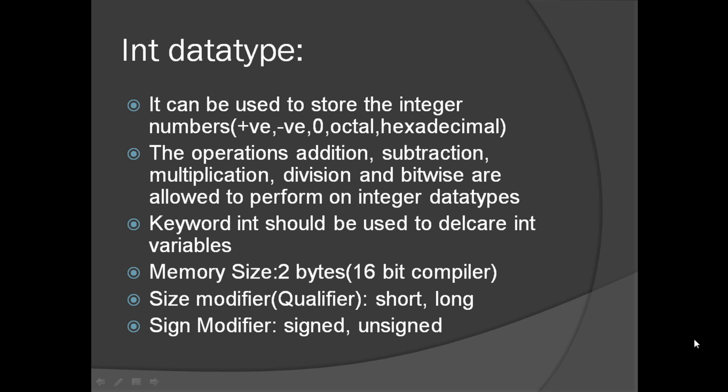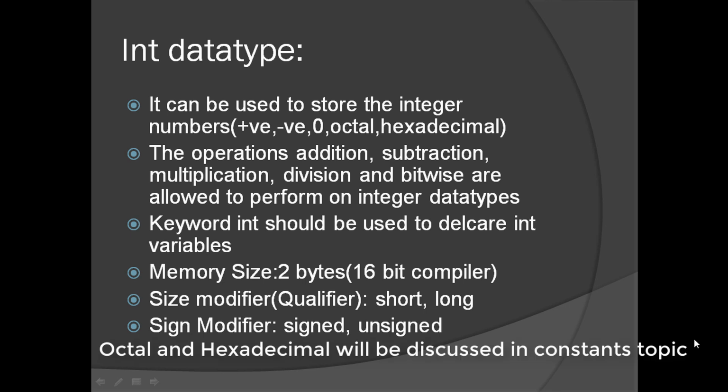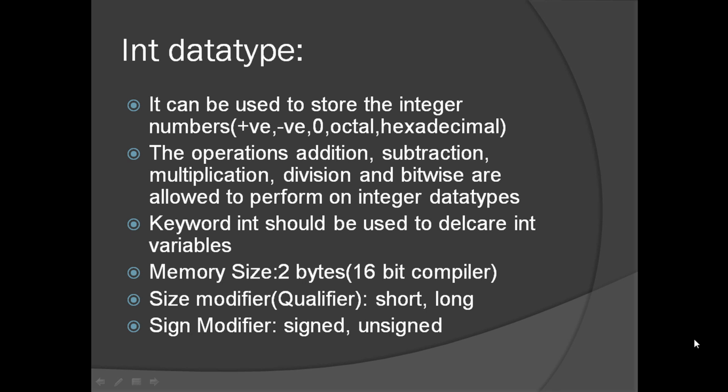The first primitive data type is integer data type. Integer data type can be used to store integer numbers. That means positive values we can store, negative values we can store, zero we can store. We can store octal and hexadecimal values as well, but we will see with examples in upcoming slides. The operations performed on integer data types are addition, subtraction, multiplication and division, and bitwise operations can be allowed on integer data types. Don't worry about what bitwise operators are. We will see in the section called operators.